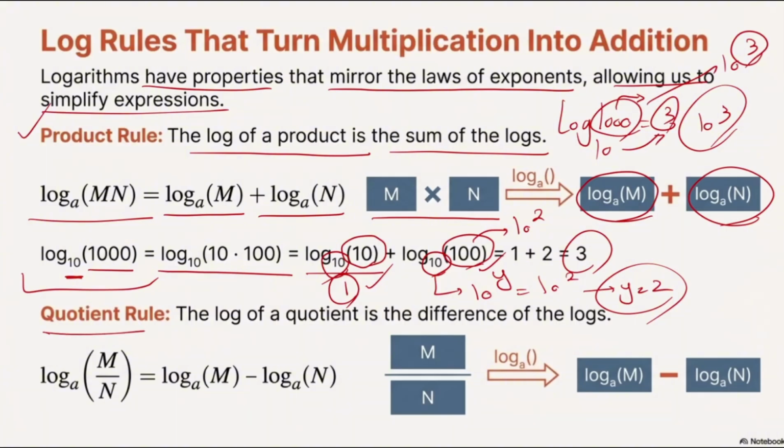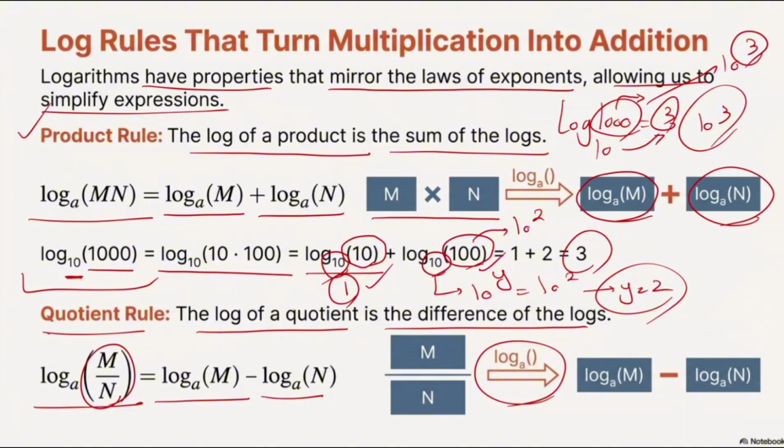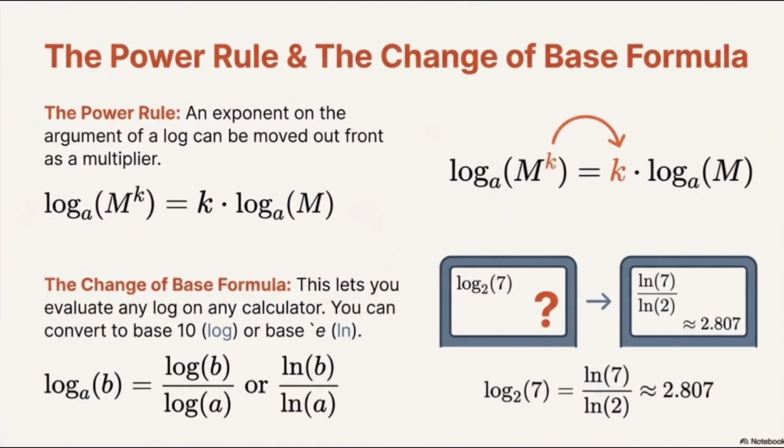What about the quotient rule? What would happen if I have division here? The log of a quotient is the difference of the logs. It means that log of m divided by n with the base of a is going to be log of m with the base of a subtracted by log of n with the base of a. So when I have m divided by n, I have something like this, as simple as that.